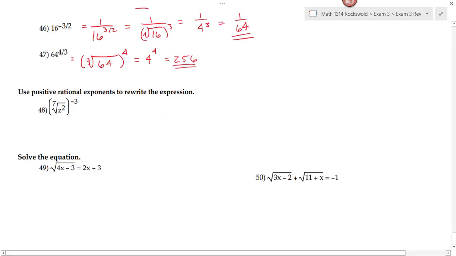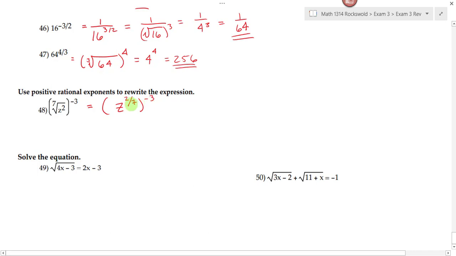On number 48, we're asked to use positive rational exponents to rewrite the expression. Let's work inside the parentheses first. So this is the 7th root of z squared. I would rewrite that as z raised to what power? 2/7. Remember, the numerator is the power, the denominator is the index on the root.